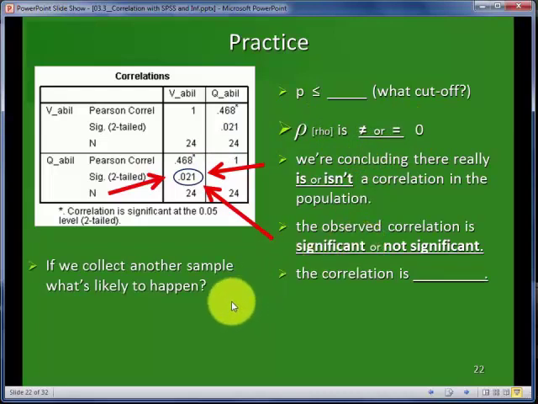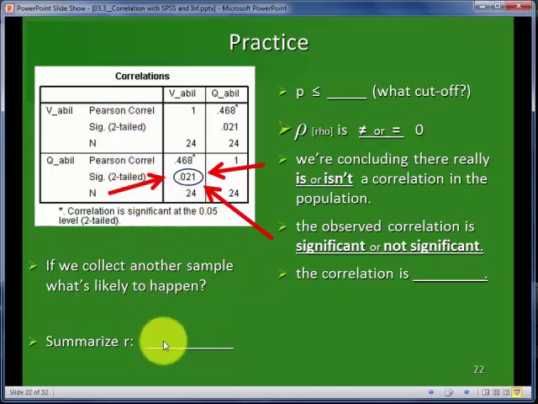So what's likely if we collect another sample? What's likely to happen? We're likely to, again, find that quantitative ability and verbal ability are correlated. So how would you summarize r here? Take a second and do that, and then start the video again when you're ready. So how would you summarize that?